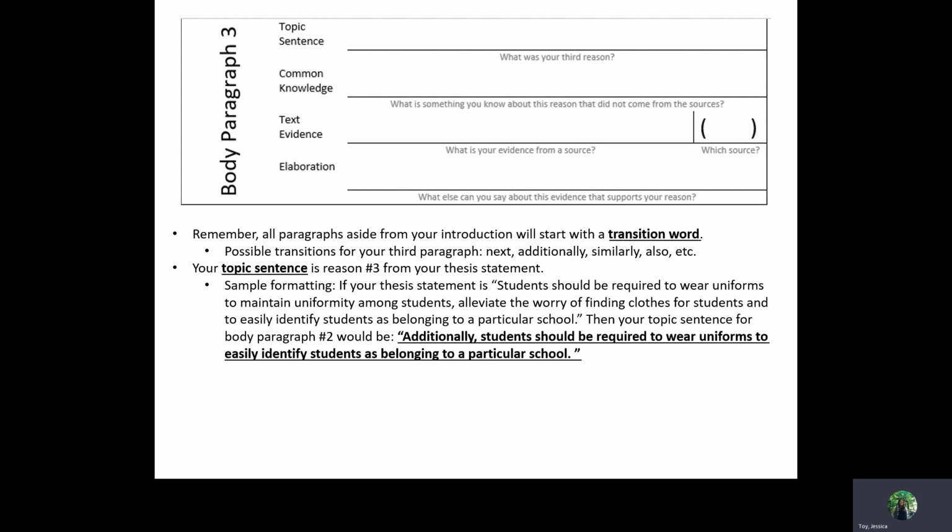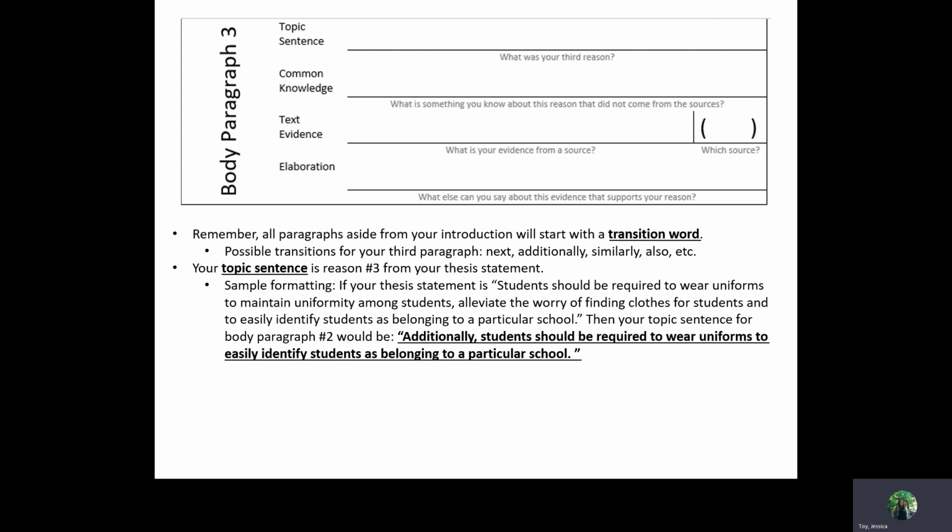So if we're using the same paragraph, students should be required to wear uniforms to maintain uniformity among students, alleviate the worry of finding clothes for students, and to easily identify students as belonging to a particular school. Again, we need to restate our claim, and we need to have a transition word. So your topic sentence for body paragraph number 3, there's a typo there, would be, additionally, students should be required to wear uniforms to easily identify students as belonging to a particular school. And there's your third topic sentence.